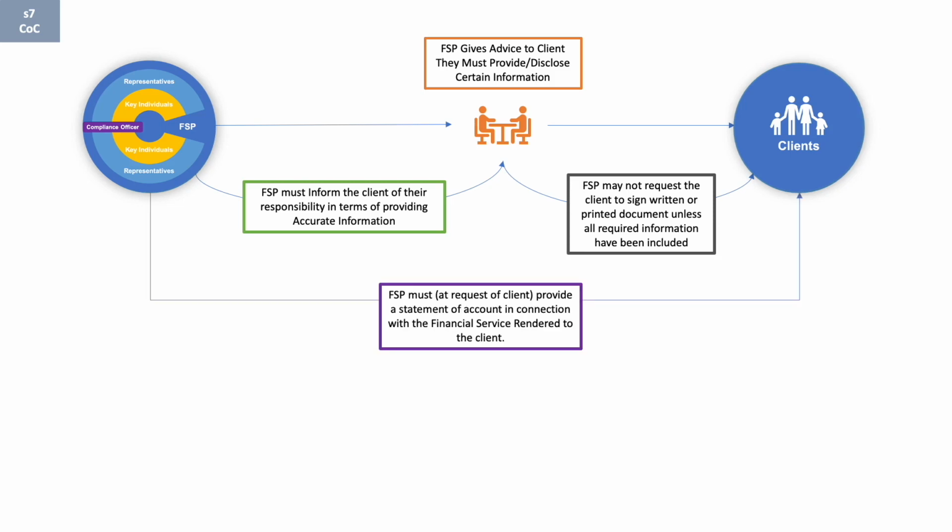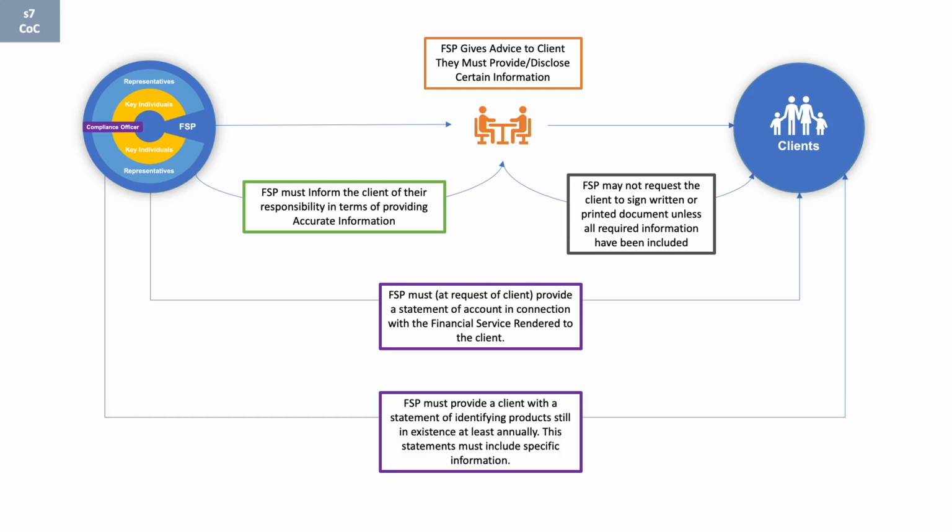The FSP must, at the request of the client, provide a statement of account in connection with the financial service rendered to the client. The FSP must provide a client with a statement identifying and listing financial products still in existence at least annually. These statements must include specific information. We will explore this information a bit later.